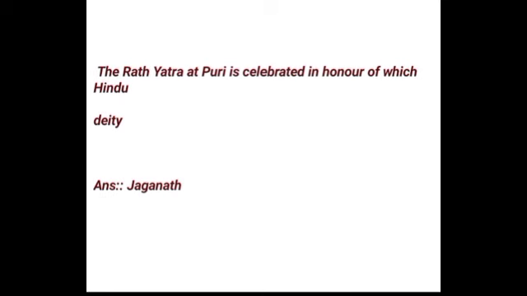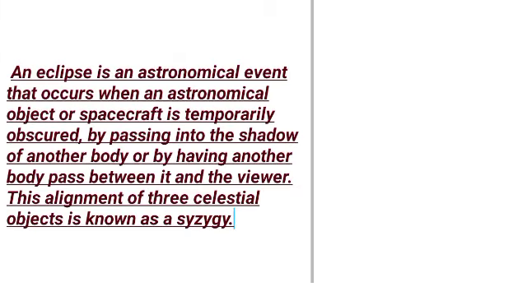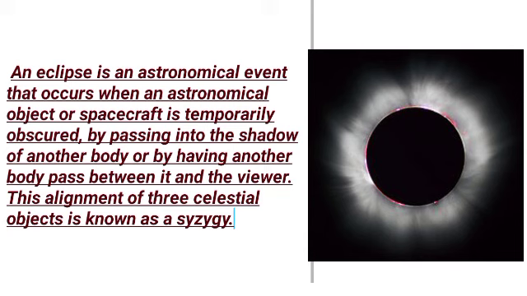The Rath Yatra at Puri is celebrated in honor of which Hindu deity? Answer is Jagannath. What is eclipse? An eclipse is an astronomical event that occurs when an astronomical object is temporarily obscured by passing into the shadow of another body or by having another body pass between it and the viewer. This alignment of three celestial objects is known as a syzygy. There are two types of eclipse, that is solar eclipse and the lunar eclipse.